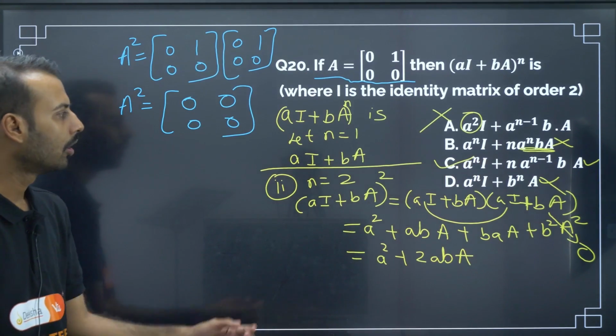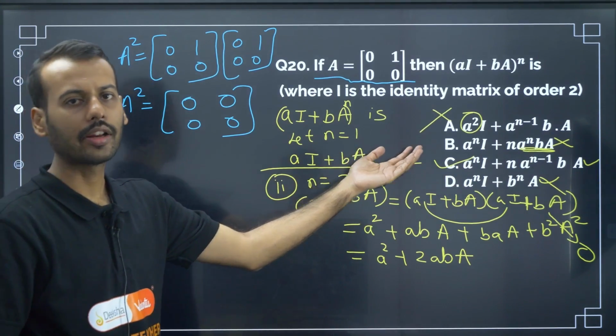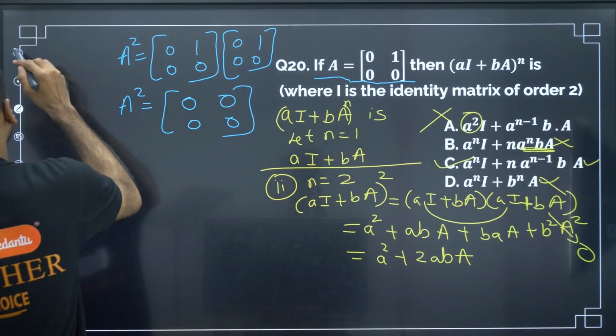Moving on to next question. Only option verification: n value 1, n value 2 we have to keep, and we have to go for option verification. Moving on to next question.